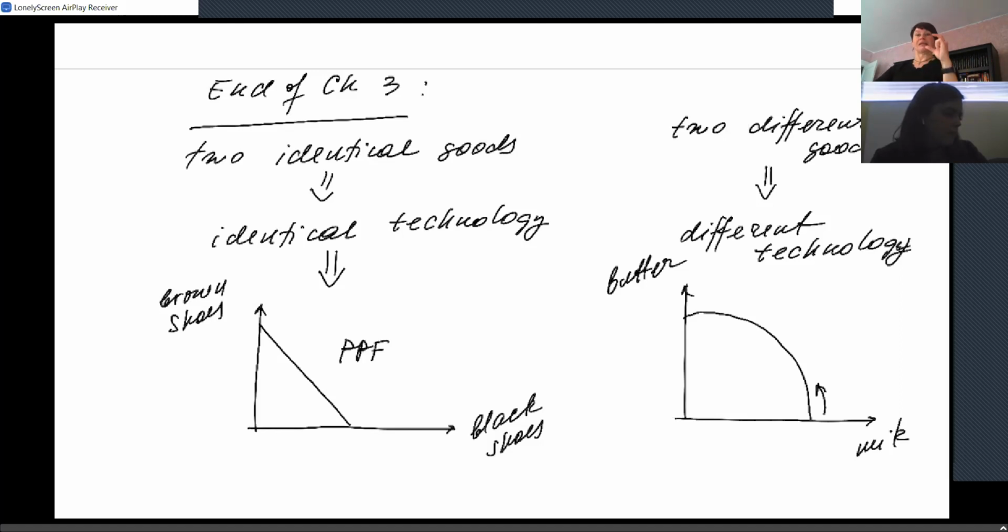Every movement will give us 10 extra pounds of butter, every point. But what it cost us, okay, we'll have to give up more and more and more milk for every new 10 pounds of butter. So the opportunity cost for a curved PPF is not one-to-one. The opportunity cost of butter in terms of milk increases as we move up and to the left along the PPF.